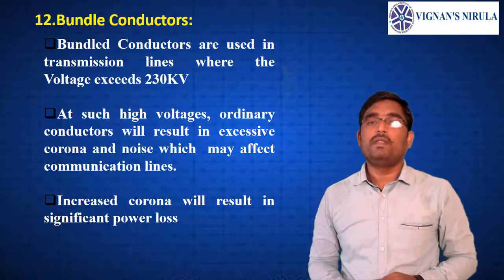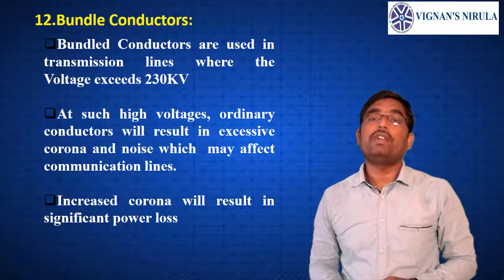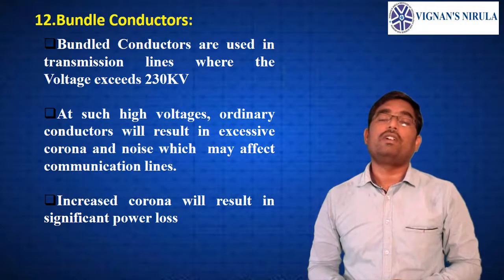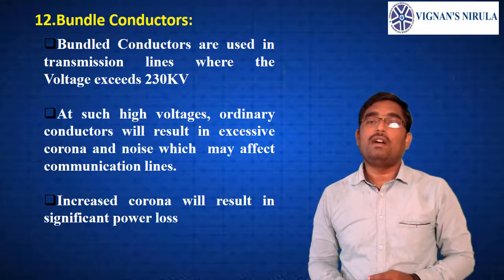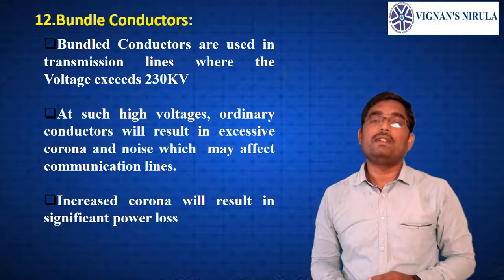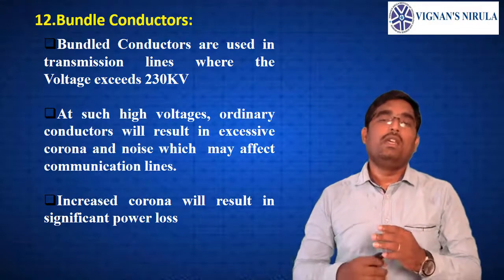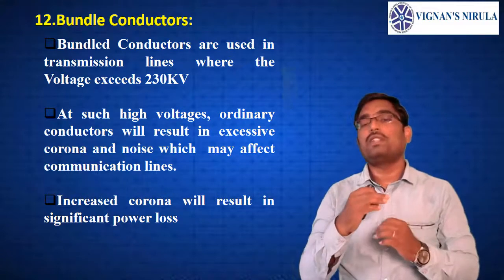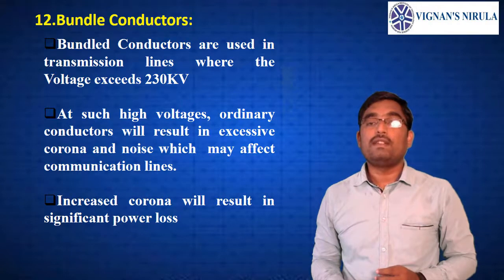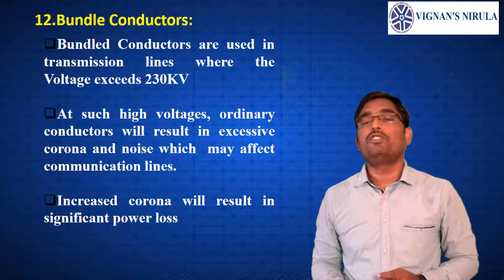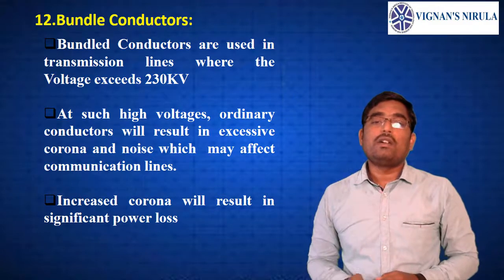And next one, bundled conductors. Bundled conductors are used in transmission lines where the voltage exceeds 230 kV. For very large voltages, generally we will use bundled conductors. At such high voltages, ordinary conductors will result in excessive corona loss and noise which may affect communication lines. Of course, above the transmission lines, we will use the communication lines also. So what is this corona and noise?